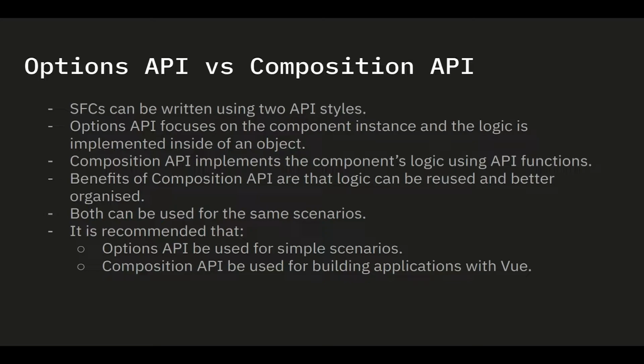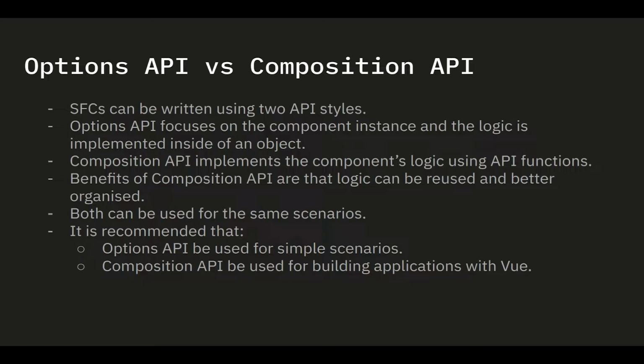Now there are two ways of writing single file components, or two API styles. One is the options API, which is what they now call the way that used to be done in Vue 2. It focuses on the component instance, and all the logic is implemented inside of an object. The other approach is the composition API, which implements all the logic using API functions.